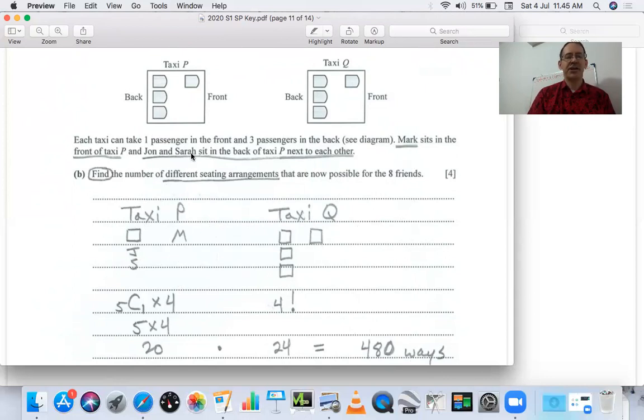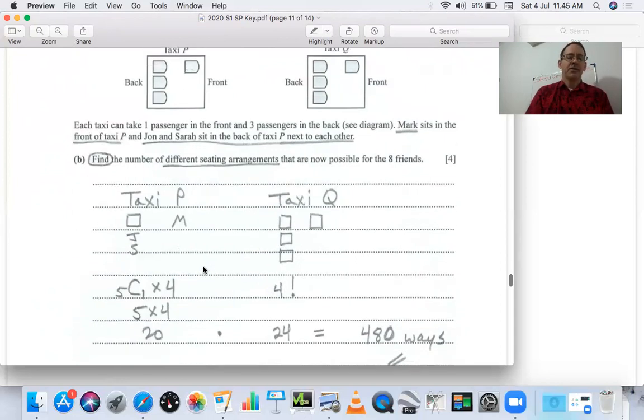It says John and Sarah sit in the back of taxi P next to each other. So here's John and Sarah next to each other. That leaves 1 spot left in taxi P. Taxi Q has 4 spots, and they can be whoever in there. Okay. So now in this case, for taxi P, this is now a selection. This isn't arrangements of seating yet. This is a selection to be in the taxi with Mark and John and Sarah. So it's not about the arrangement, it's a selection.